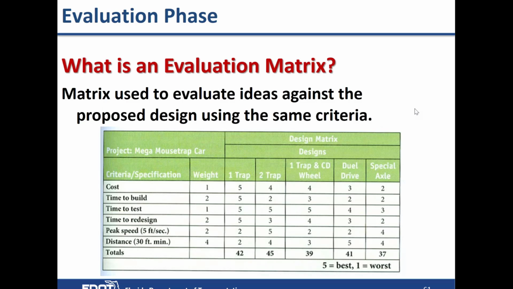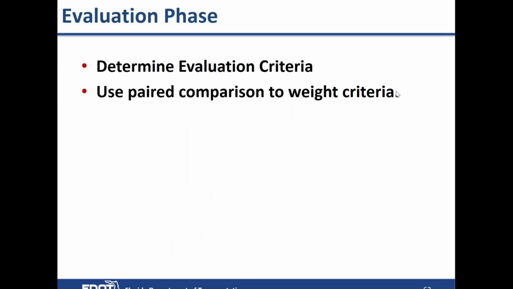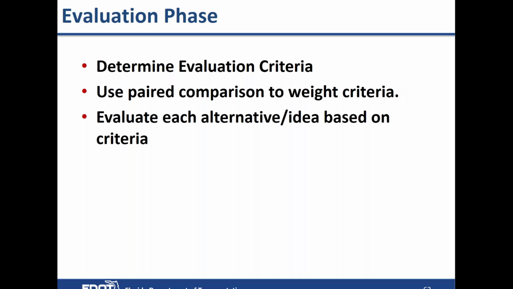So what is an evaluation matrix? It's a matrix that evaluates ideas against a set of criteria, and typically those are weighted criteria. So the first thing you have to do if you use an evaluation matrix is determine what the evaluation criteria are going to be. And the most popular way to weight those is through pair comparison. Each idea that comes up is evaluated against that criteria.